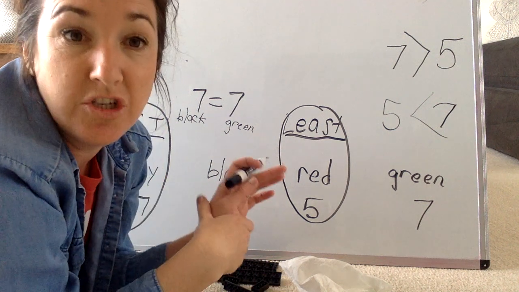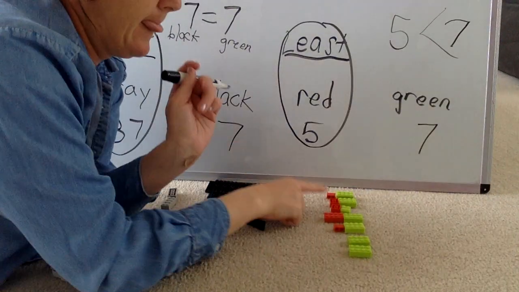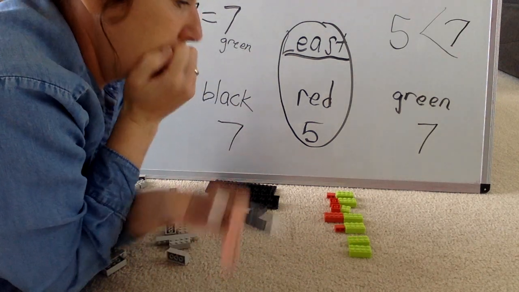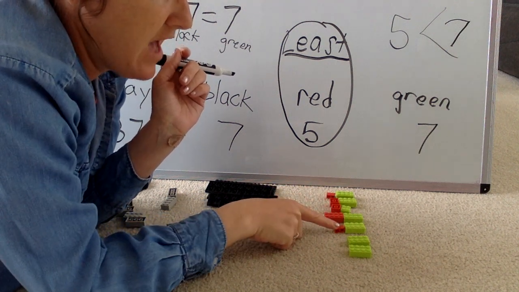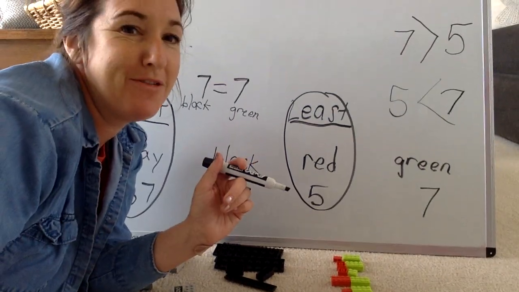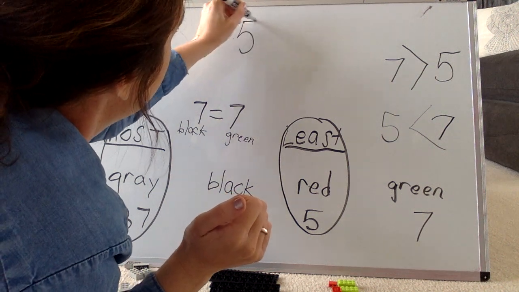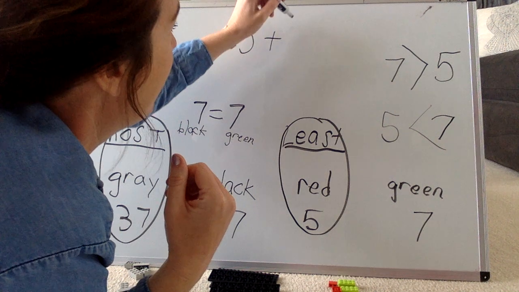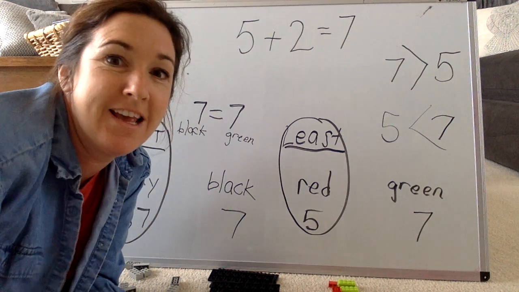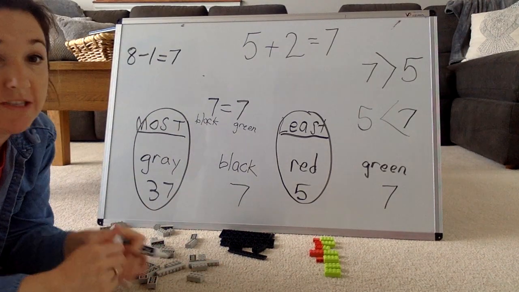Can we do a number sentence with an addition sign? I bet you can. 5 plus what equals 7? 1, 2, 3, 4, 5. Plus how many more to get to 7? I bet you're thinking. Did you figure it out? That's right. 5 plus 2 equals 7. Check it out, you guys. You are so smart. Look at all that math. And you did all of that math just playing with some Legos.